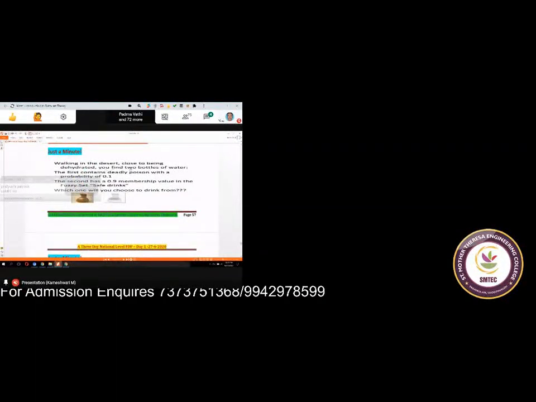Walking in the desert, close to being dehydrated, you find 2 bottles of water. You are in a dehydration situation. The first contains deadly poison with a probability of 0.1. The second has 0.9 membership value in the fuzzy set of safe drinks. Which one will you choose? I will choose only the second one because the membership guarantee is there.